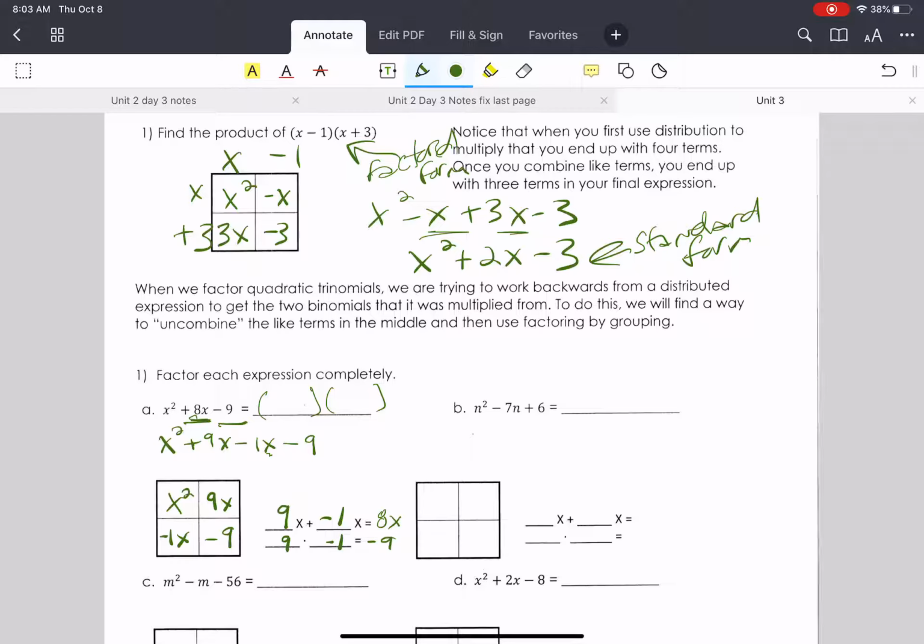Those 2 don't matter, but the x squared and the negative 9 do. Okay? We doing okay? Okay, so now let's pull out our GCFs like we've been doing.